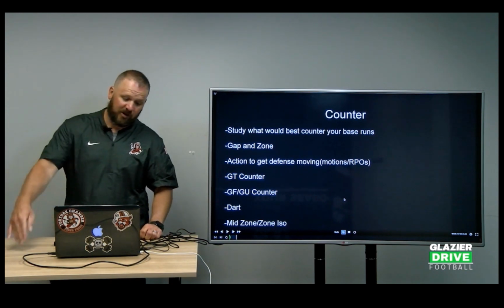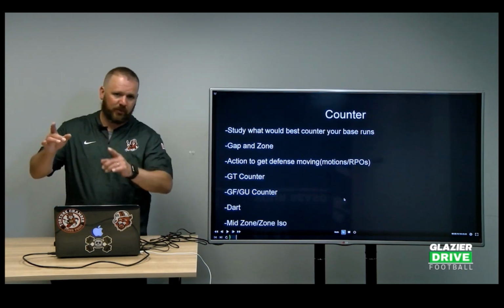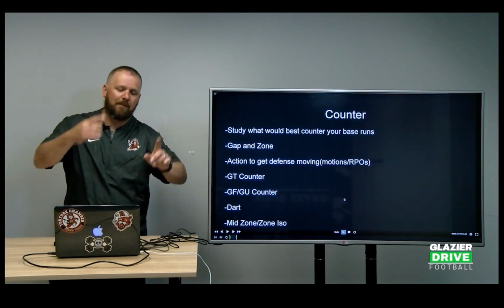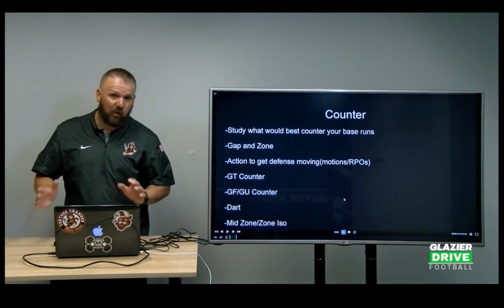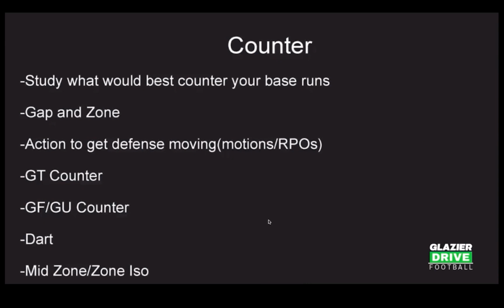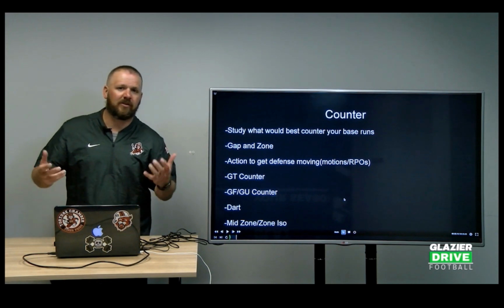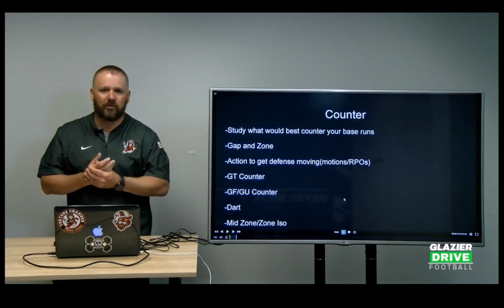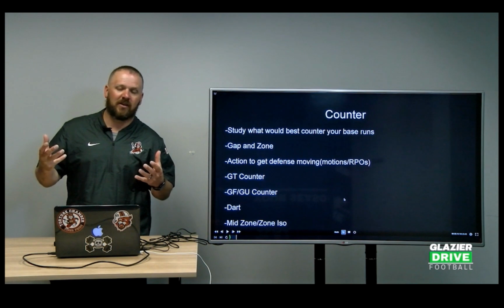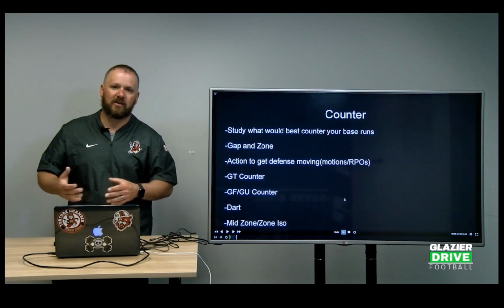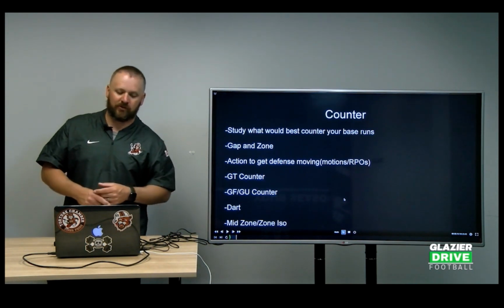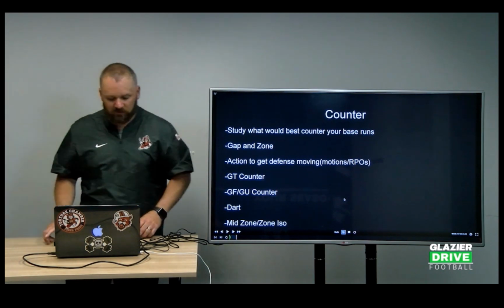We have guard and tackle, traditional counter, pull kick, pull wrap. We have guard fullback, pull kick, fullback wrap. We have guard pull kick, U-back wrap, our dart play, which is the tackle pulling, and our zone ISO and mid zone. I know mid zone is just inside zone, but you can do some things away from the fullback with your mid zone stuff, and it can serve as a counter play.